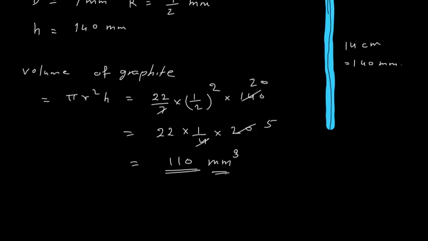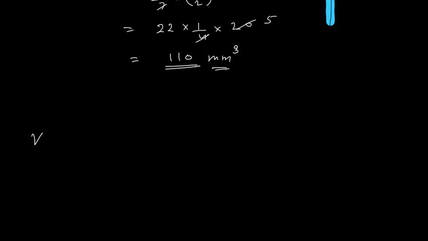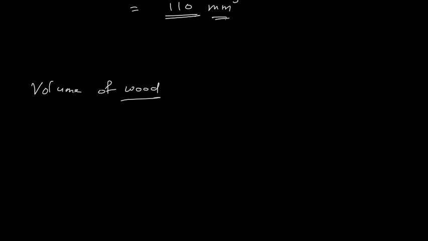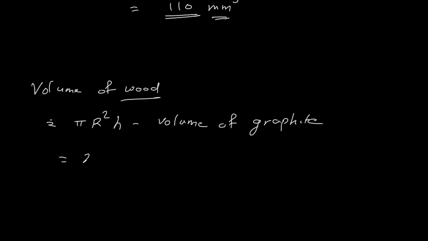Now the volume of wood. If I take this total volume, it will include graphite also. So I will subtract the volume of graphite from the total volume. So volume of wood is equal to pi capital R square H minus volume of graphite. So 22 divided by 7 into R is 7 into 7 into height is 140 minus here I have 110.